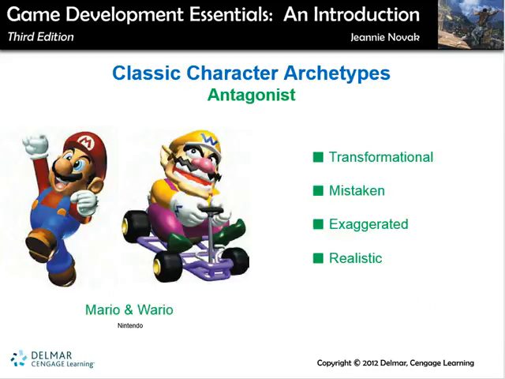Like I said, there are many different types of antagonists. Here are the four that they have listed in the book: transformational, mistaken, exaggerated, and realistic. Transformational, an anti-hero character, could have been a protagonist at one time, but then switched over to an antagonist. Typically the transformational character, who did a transformation from being a protagonist to an antagonist, will get their due at the end of the game.